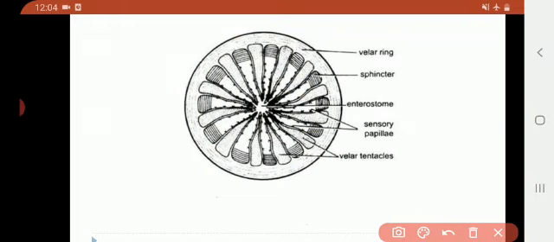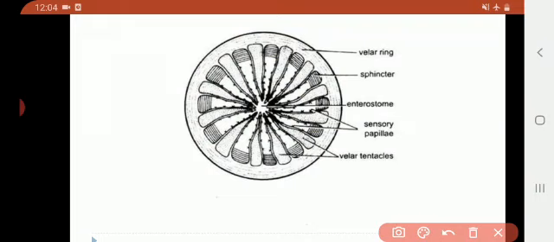Just in front of the vestibule anteriorly, it possesses a structure known as the wheel organ. The wheel organ contains finger-like folds and structures, and it secretes mucus. Now the water enters the vestibule region. So mouth, then the wheel organ, and then you have the vestibule.